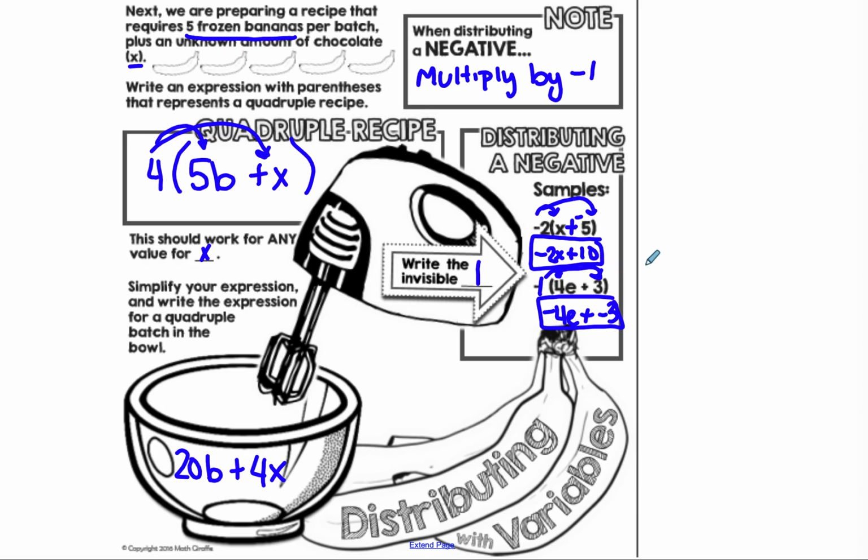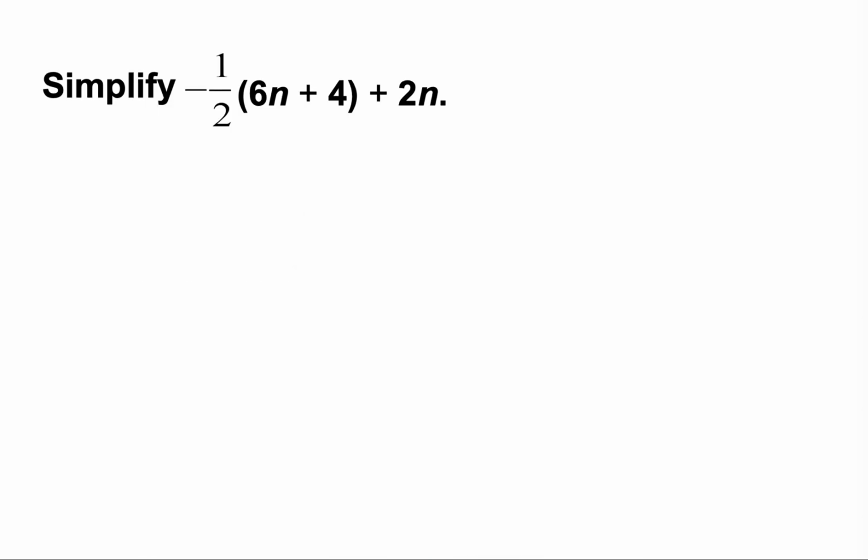All right, so let's look at our next one. Okay, simplify -1/2 times the quantity 6n plus 4 plus 2n. Okay, so I'm going to do distributive property first. Now, with order of operations, parentheses comes first, but I don't have any like terms within those parentheses, so I've got to get rid of them.